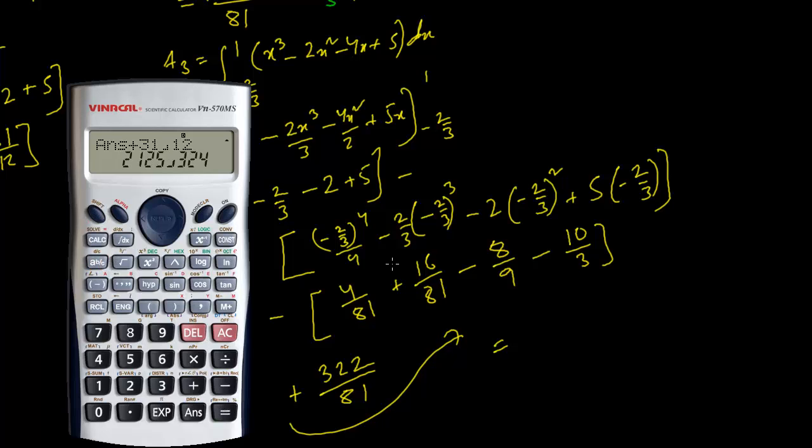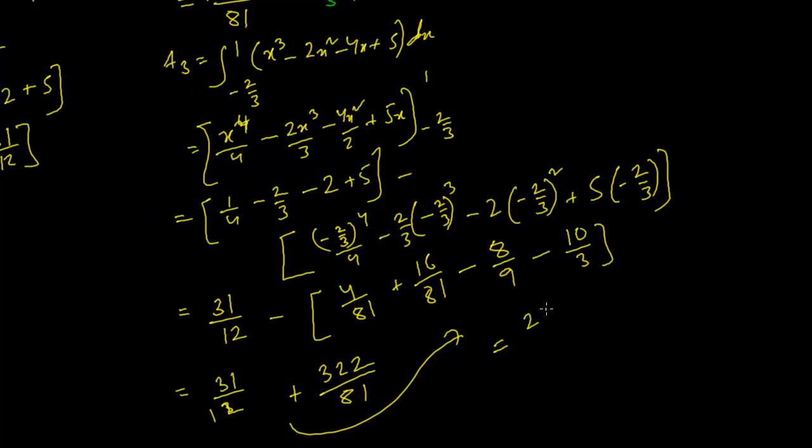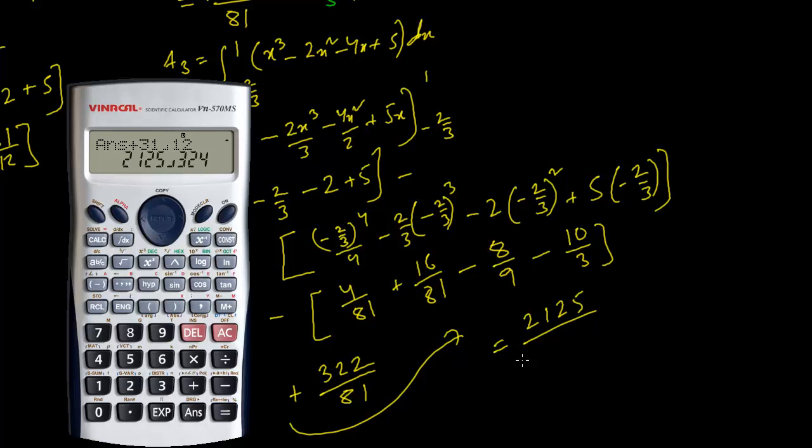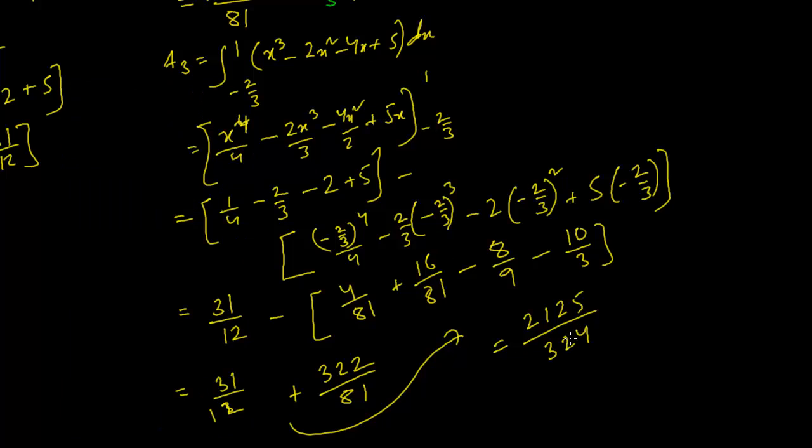So we get 2125 divided by 324. So this is what we get for area under the curve.